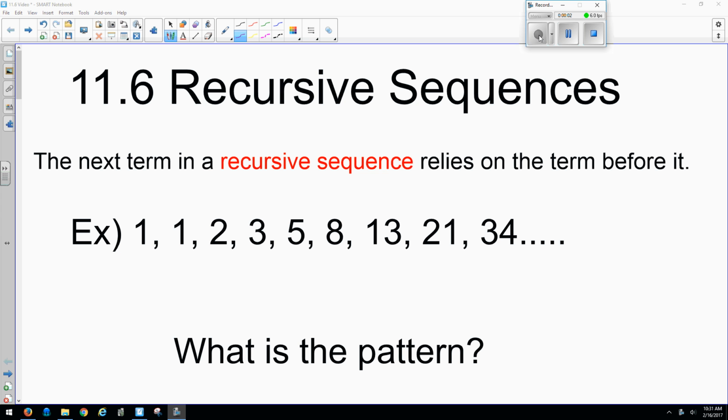The last type of sequences we're going to be talking about is recursive sequences. And in a recursive sequence, the next term relies on the term before it. So if we look at this sequence right here and try to figure out a pattern, we can see that 1 plus 1 is 2, and then 1 plus 2 is 3, and so on. 2 plus 3 is 5, 3 plus 5 is 8, and so on. So you're just adding the term before it to get to the next term.